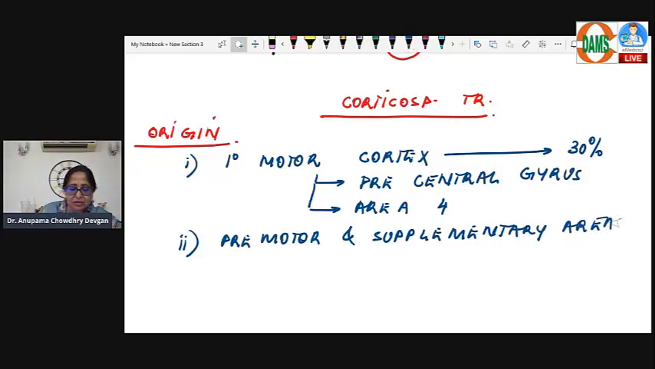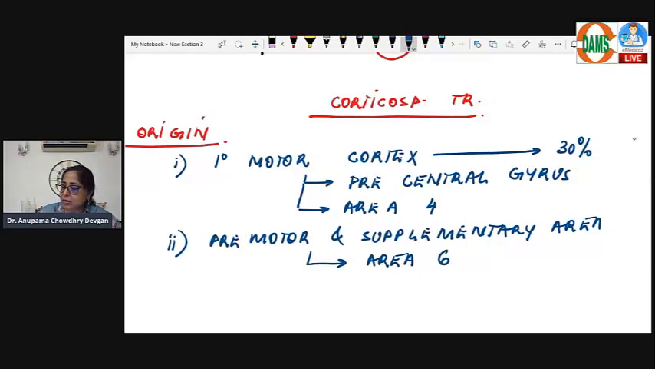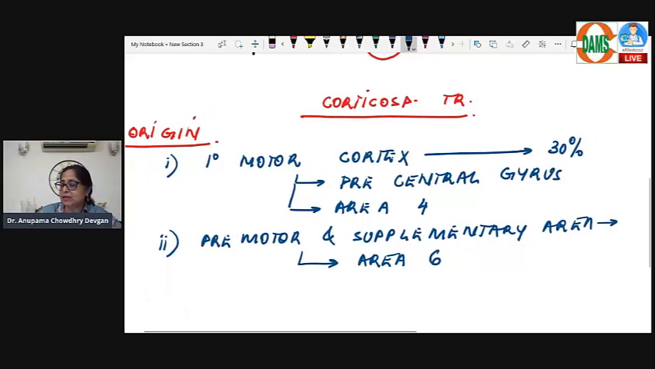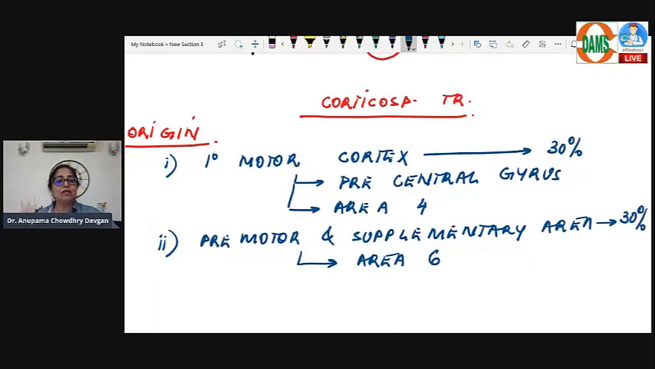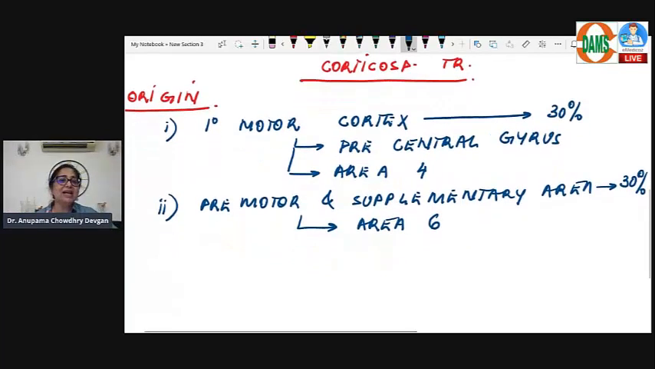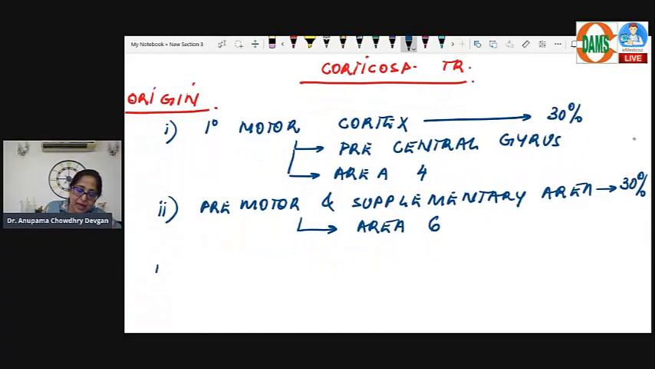Premotor and the supplementary motor areas, this is area 6. Area 6 will contribute another 30% of the fibers. That means 60% of the fibers of the corticospinal tracts will arise from primary motor, premotor, and supplementary motor areas. And number three is going to be the sensory cortex.